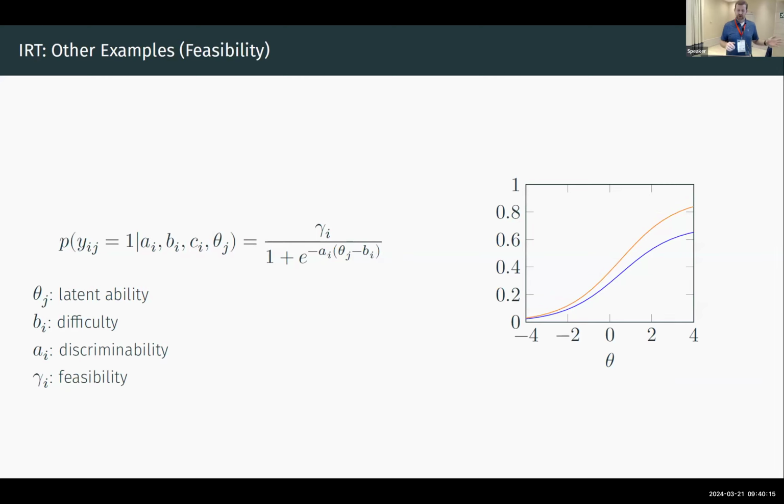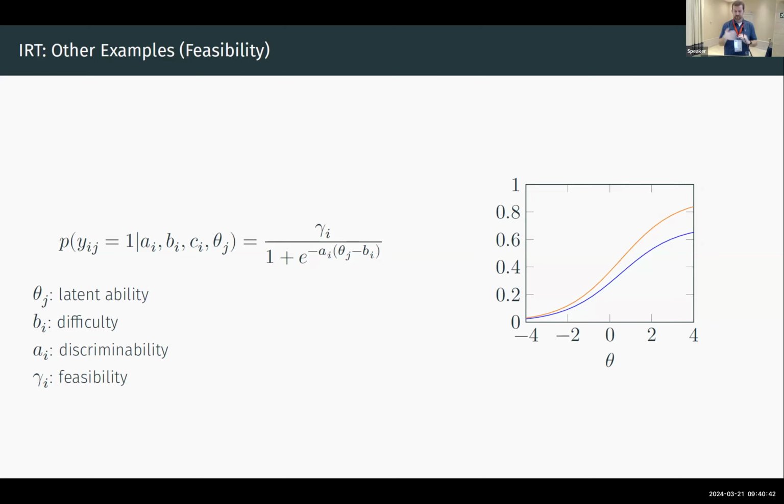And lastly, there's another model called a feasibility model, where it's basically taking the inverse of the guessing idea. There might be some questions where even at very high levels of ability, the model or the subject, whether it's a human or a model, does not have probability 1 of answering the question correctly. So these are typically associated with things like annotation errors, right? If you've got a question where the label is wrong, even at a high level of ability, the model is not going to label it correctly.